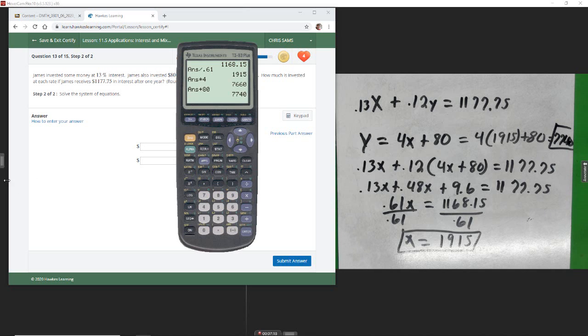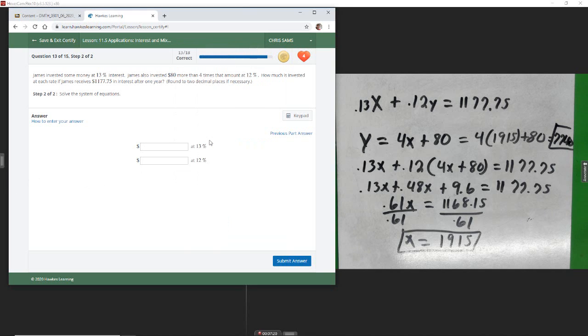So the y value is 7740. That's the amount invested at 12%. So 13%, which I labeled with the x, was 1915. And the y was the amount we put at 12%. We got 7740.